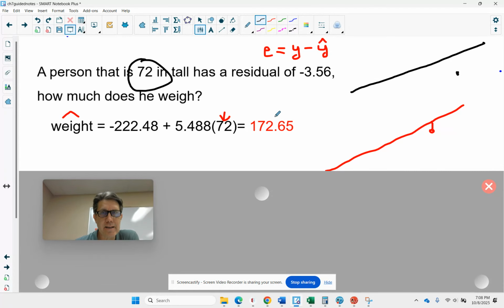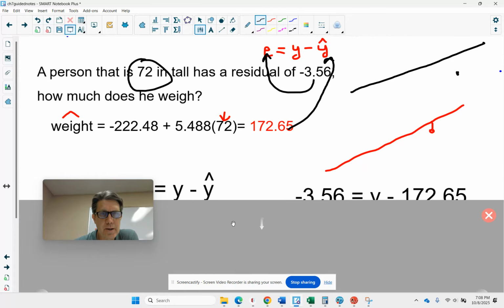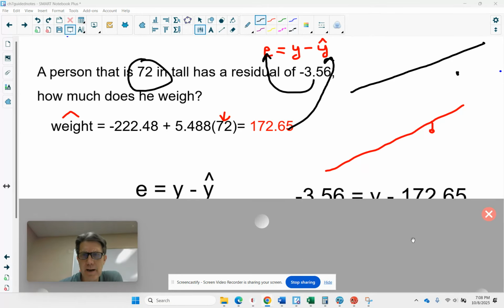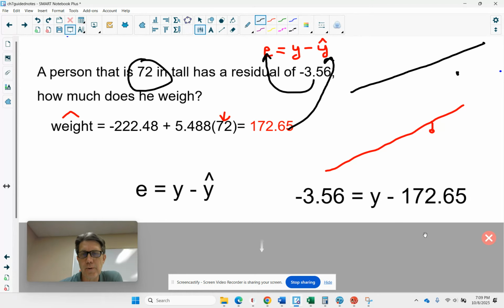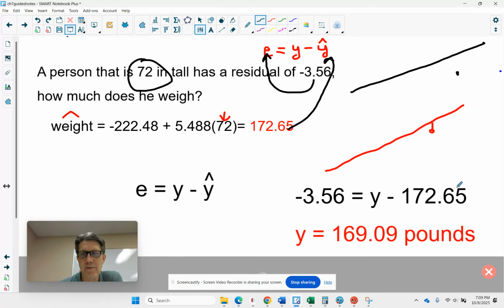Now, that is the prediction. Understand this equation, E is the residual. So if you put this in for E, and this in for Y hat, then you're looking for how much he actually weighs, which is Y. So E equals Y minus Y hat. If you substitute those in, negative 3.56 equals Y minus 172.65. If you add 172.65 to both sides, you get 169.09 pounds.